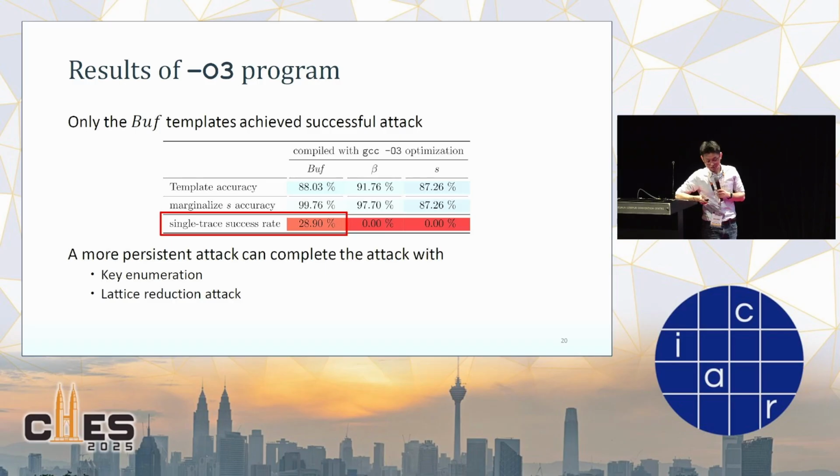However, we stopped our attack here because we had already achieved some sort of success. But a more persistent attacker can keep on completing this attack by using key enumeration or some lattice reduction attack to further improve the attack result.